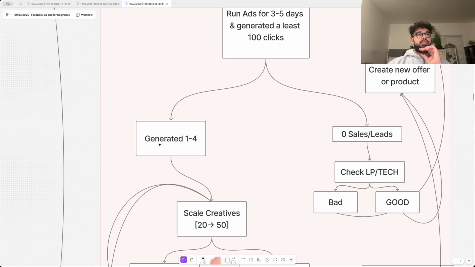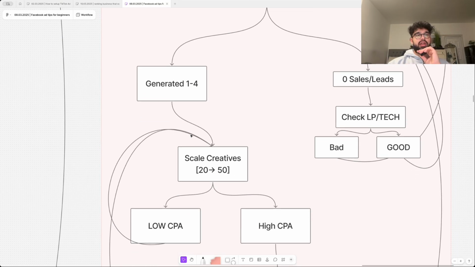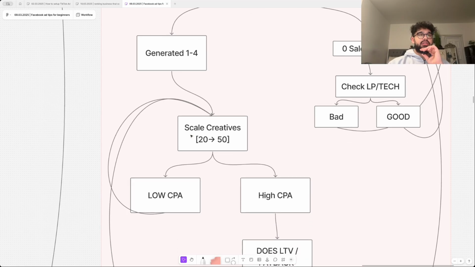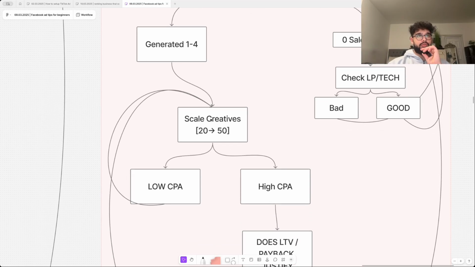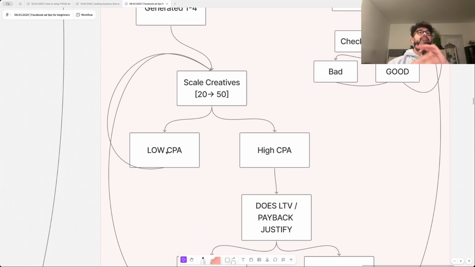Now, if I generated 1 to 4 purchases at minimum, then I would say, right, okay, cool. And I'd look at the data and everything makes sense. I would say, let me scale the creative. So I'll go from 20 to 50 creatives depending on the person. If I get low CPA, fantastic. And then I'll just keep doing that kind of loop.